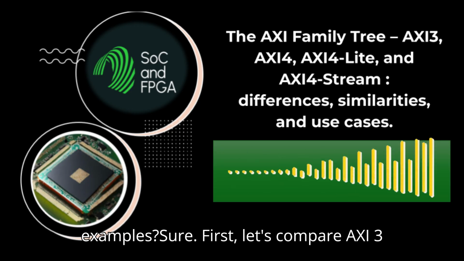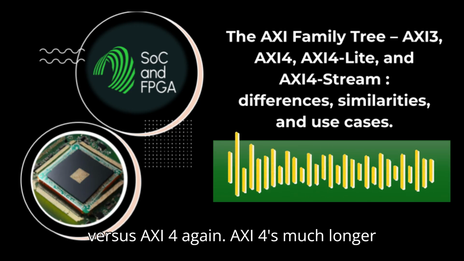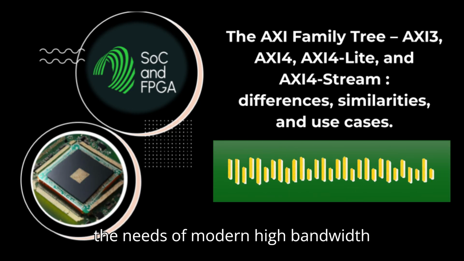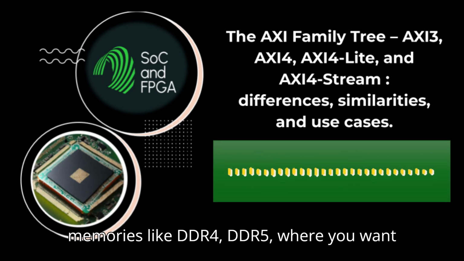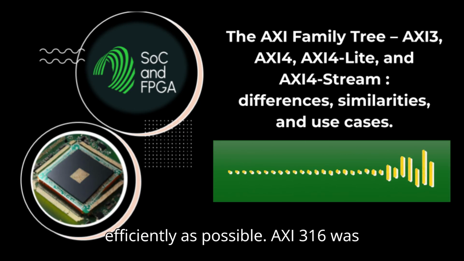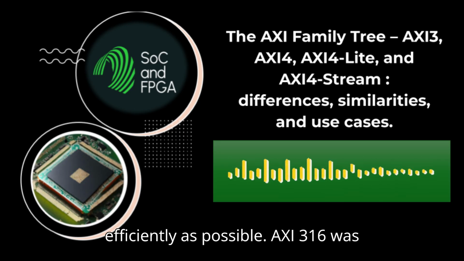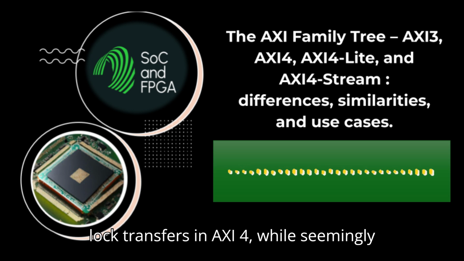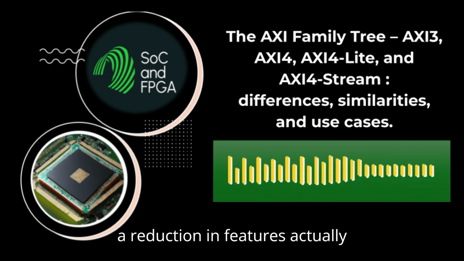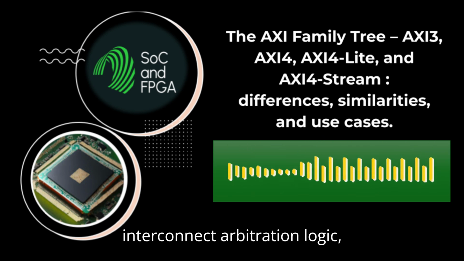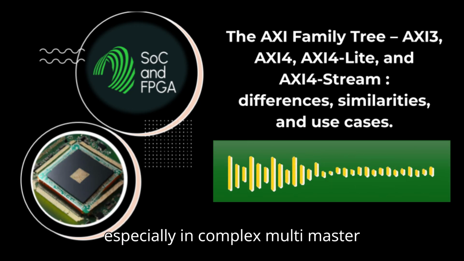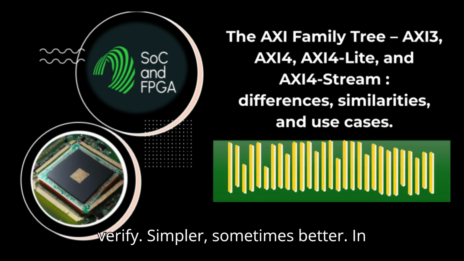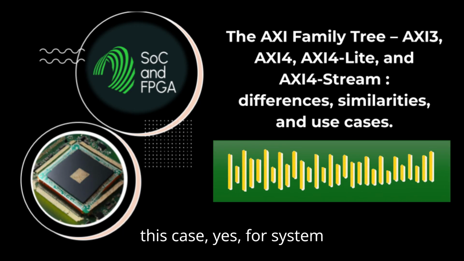Sure. First, let's compare AXI3 versus AXI4 again. AXI4's much longer bursts, up to 256 beats, directly address the needs of modern high-bandwidth memories like DDR4 and DDR5, where you want to move huge chunks of data as efficiently as possible. AXI3's 16 was often just too small. Right. Bandwidth needs drove that change. Definitely. And the removal of write interleaving and locked transfers in AXI4, while seemingly a reduction in features, actually streamlined the design of the interconnect arbitration logic, especially in complex multi-master systems. It made the entire system more predictable and easier to design and verify. Simpler is sometimes better. In this case, yes, for system predictability.